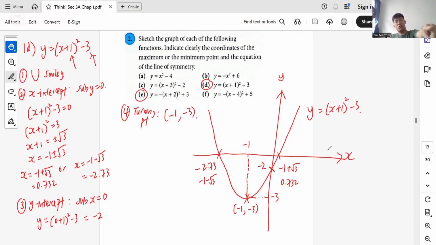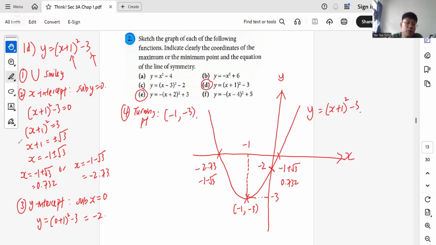Just do a quick check. Point number one, smiley face, okay. Point number two, x-intercepts, already there. Point number three, y-intercept, -2. And point number four, turning point, -1, -3, is also there. So this is for part 2D.